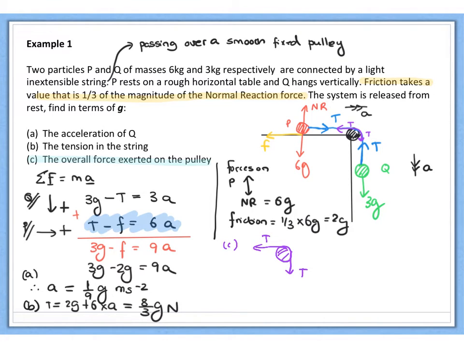Now, to find the resultant of those T forces, let's draw this out again. So here's the horizontal T, here is the vertical T, which means there must be a resultant force acting on the pulley in this direction like that, an overall force acting on the pulley in this direction. So, how do we work out the value of that force?